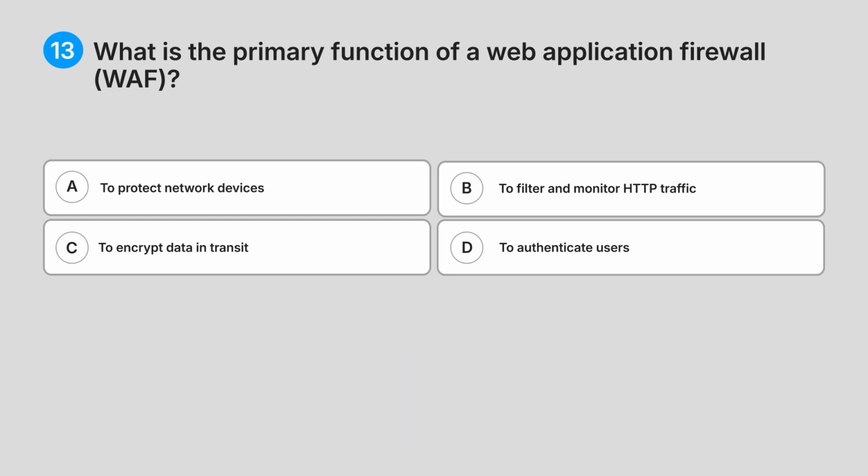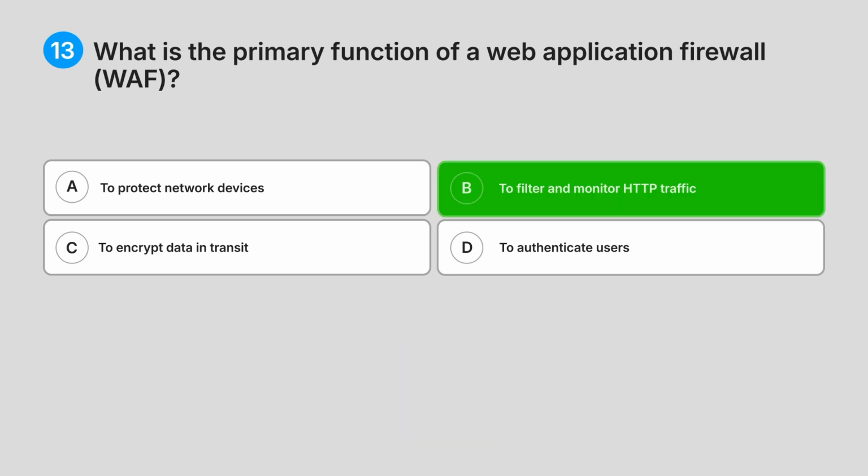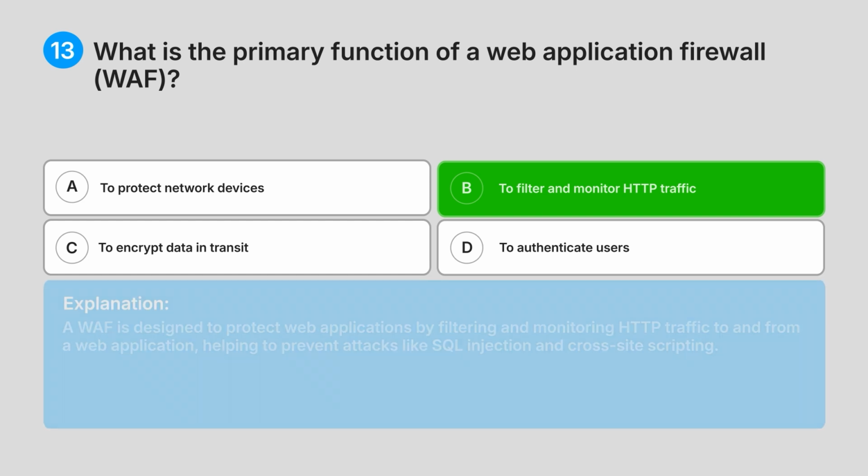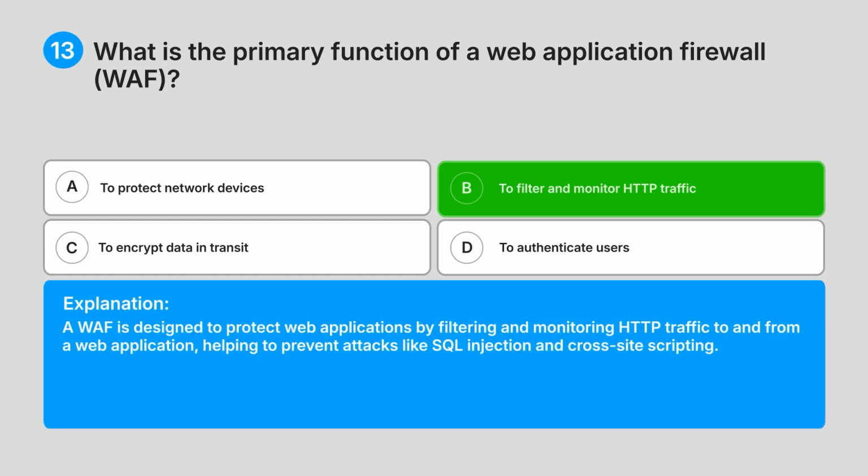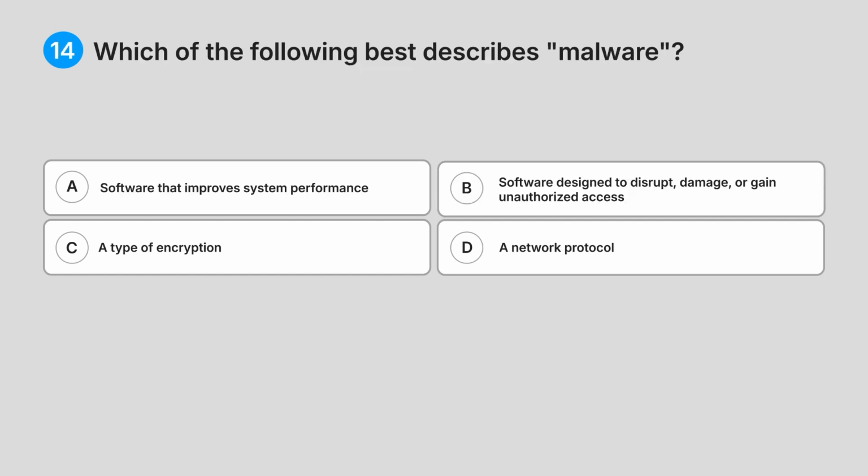Correct answer. B. To filter and monitor HTTP traffic. Explanation. A WAF is designed to protect web applications by filtering and monitoring HTTP traffic to and from a web application, helping to prevent attacks like SQL injection and cross-site scripting. 14. Which of the following best describes malware?